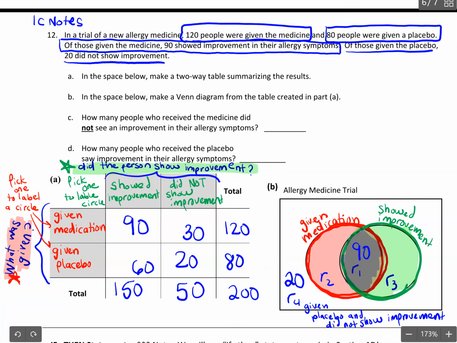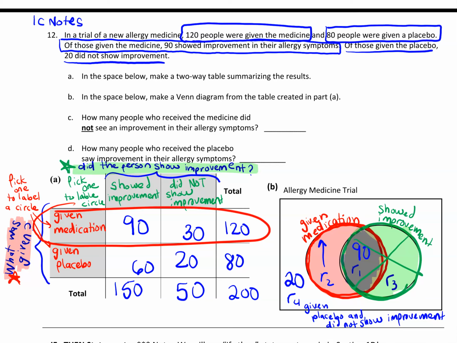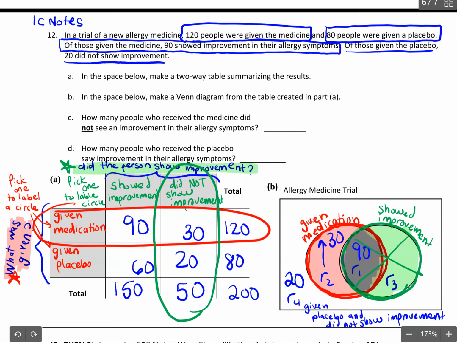Now let's do R2. R2 was given the medication, so I'm going to go to the given medication row. But they're not in the showed improvement circle. So they did not show improvement. So I'm going to go to the did not show improvement column. And I can see the intersection is 30. So I'm going to record 30 in that region.